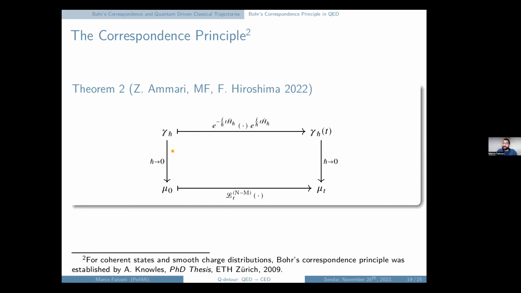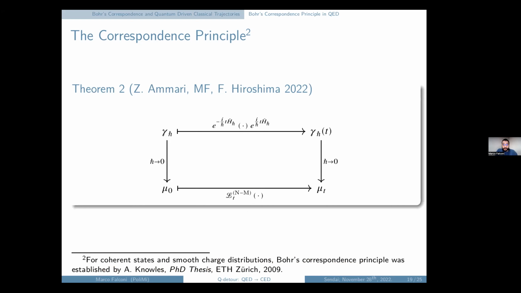Okay. On the other hand, we obtain the same result if we first evolve gamma with the Pauli-Fierz dynamics and obtain gamma_t, and then take the limit. Then to gamma_t, the associated Wigner measure is this mu_t, that is the evolution, the push forward of this measure mu_0 by means of this Liouville flow. Okay, and here you can find the reference that for coherent states, you have a result similar to this, but much less general, that was given by Antti Knowles in his PhD thesis in 2009.